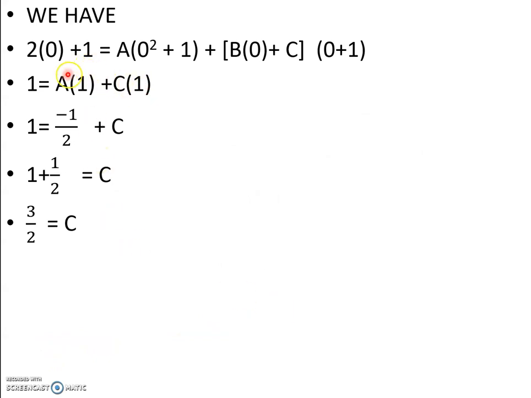Then we have to put x equal to 0: 2 into 0 plus 1 is equal to A (0 square plus 1) plus (b into 0 plus c)(0 plus 1). Then 1 is equal to A into 1 plus c into 1. 1 is equal to minus 1 upon 2 plus c. Minus 1 upon 2 goes this side. 1 plus 1 upon 2 is equal to c. 3 upon 2 is equal to c.